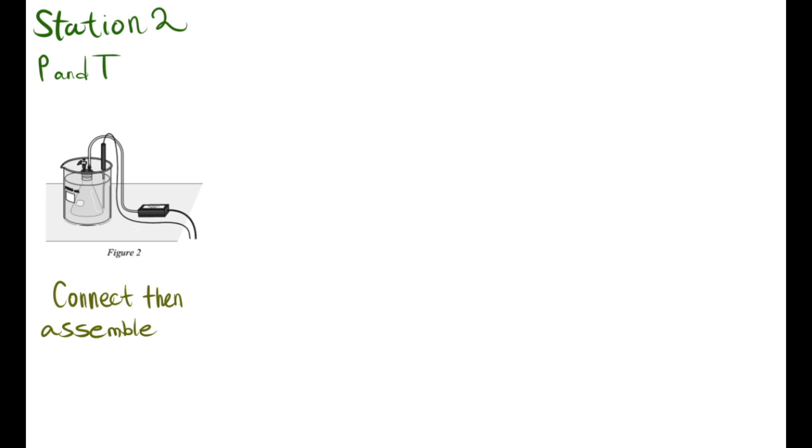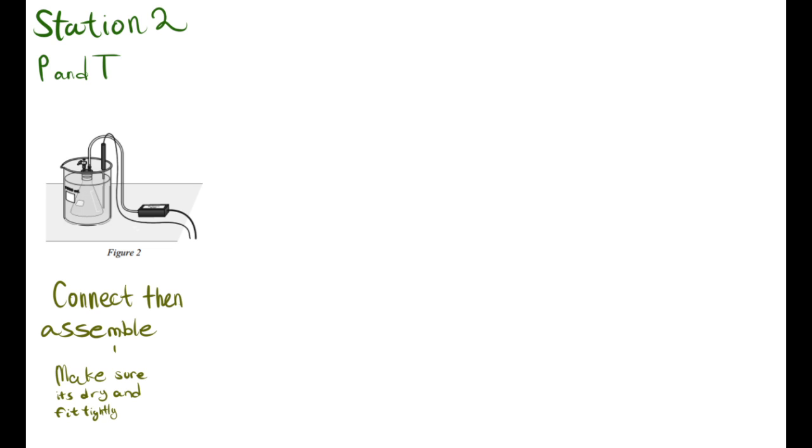Station 2 is focused on pressure and absolute temperature. Using the apparatus shown in Figure 2, you will place an Erlenmeyer flask containing an air sample in a water bath, and you will vary the temperature of the water bath. First, connect the gas pressure sensor to channel 1 and the temperature probe to channel 2. Then assemble the apparatus as shown in Figure 2.